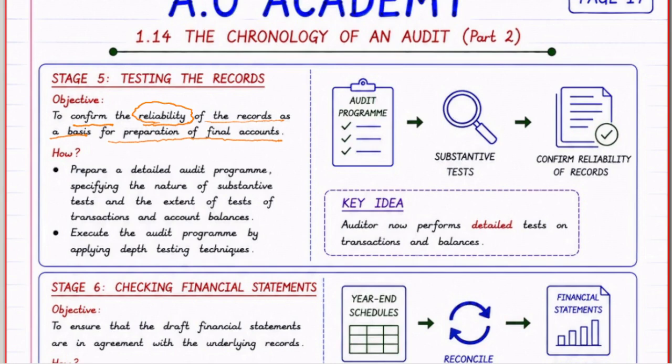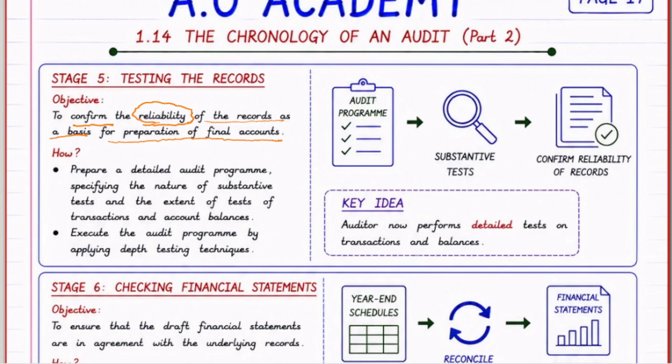Those are the records that add up to the financial statement that is presented to the shareholders and the final users. Now, there needs to be a test on the records to determine if they are reliable enough for what we are seeing in the financial statement. Do you understand? So that is what stage 5 is all about.